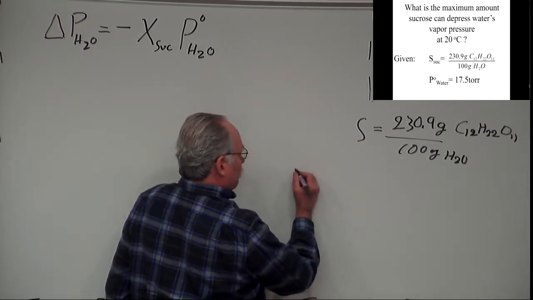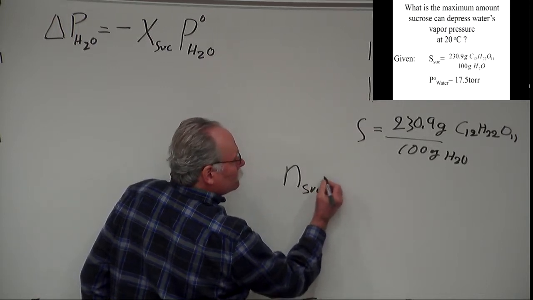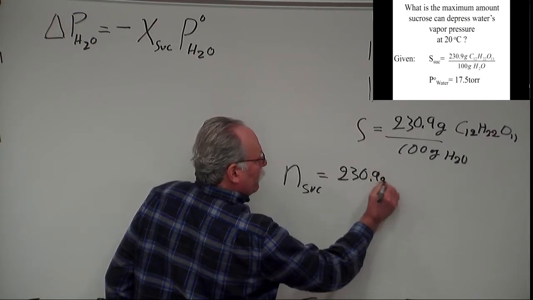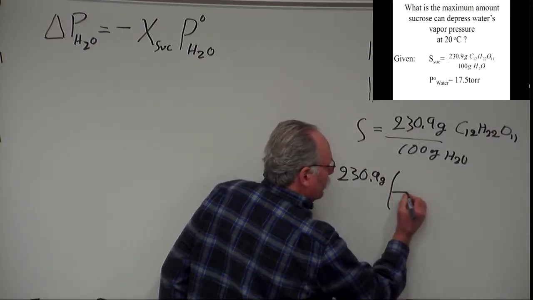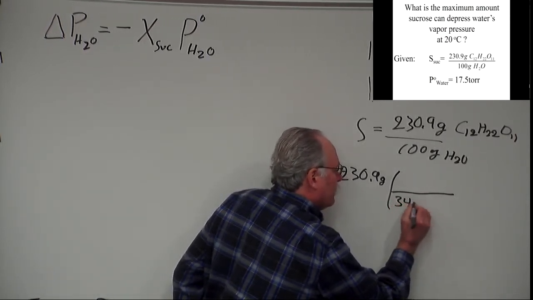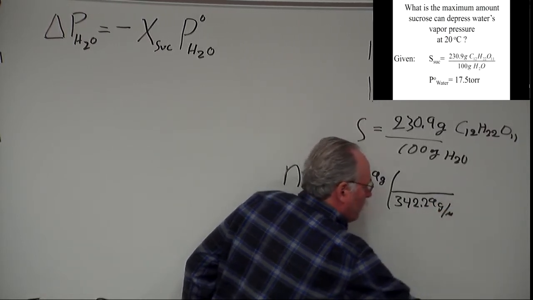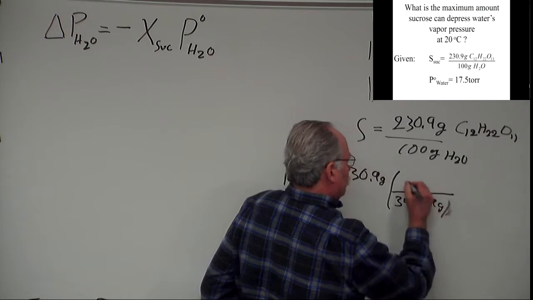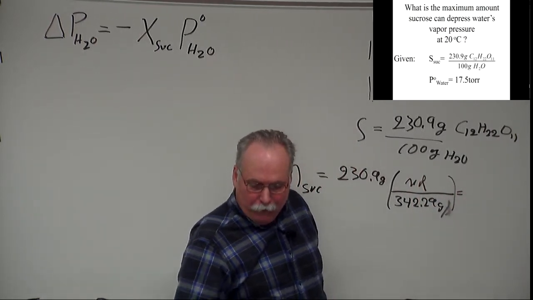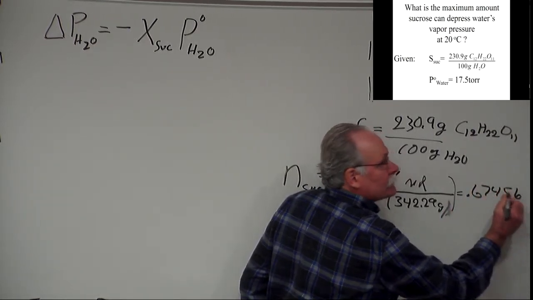So let's first get the moles of sucrose. So I'm going to write n sucrose. And that is how many moles are in 230.9 grams. And it has a formula weight of 342.29 grams per mole. I'll write the mole up here. Now I'm going to run out of room if I'm not careful. And it's 0.67456. Is that on the board?